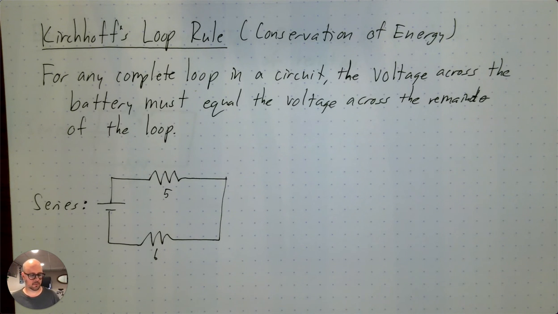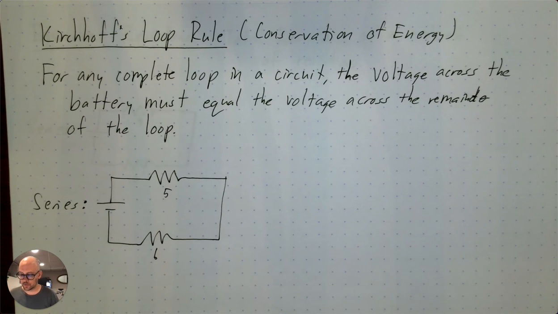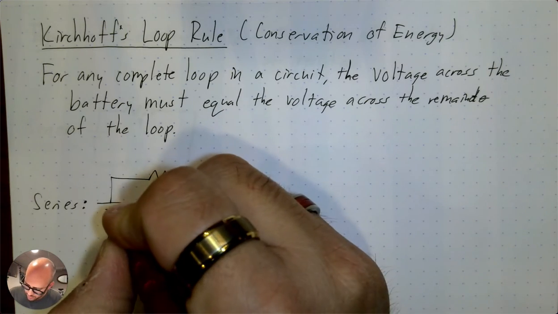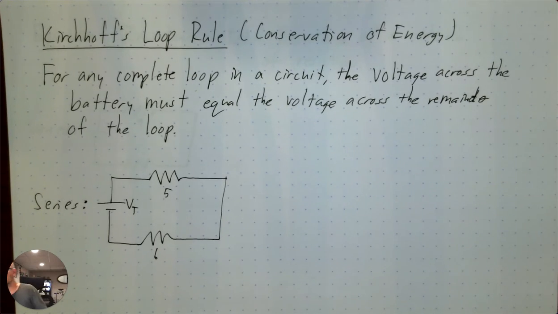If you learn this later in life, like next year or in college, the wording is very different, and I've cut some corners because we're cutting some corners with electricity. So the voltage across the battery must equal the voltage across the remainder of the loop. I have labeled some circuits here, and I'm now going to label the battery voltage as VT.